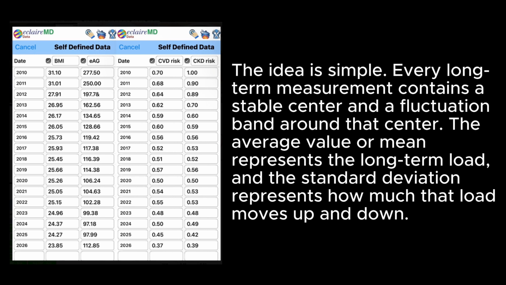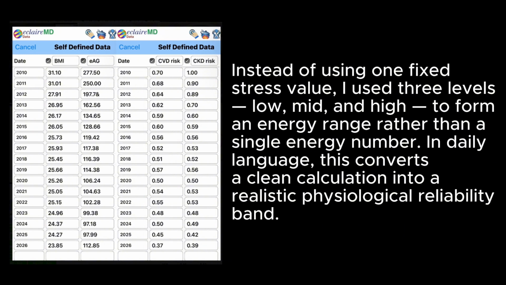The idea is simple: every long-term measurement contains a stable center and a fluctuation band around that center. The average value, or mean, represents the long-term load, and the standard deviation represents how much that load moves up and down. Instead of using one fixed stress value, I use three levels: low, mid, and high to form an energy range rather than a single energy number. In daily language, this converts a clean calculation into a realistic physiological reliability band.